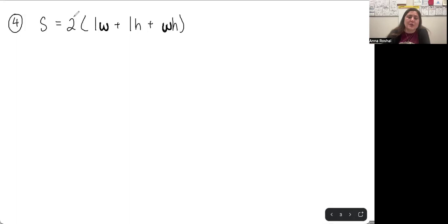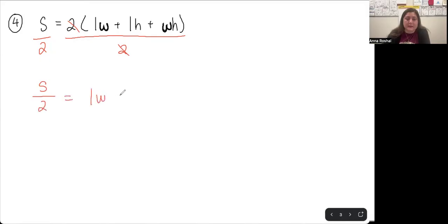Okay, so instead of distributing the 2, I'm going to go ahead and divide everything by 2 here and here. So these 2's will cancel. So I'm going to be left with s over 2 equals length times width plus length times height plus width times height. I don't need the parentheses anymore because the 2 is not going to need to be distributed. And so because I divided it, the parentheses are gone.